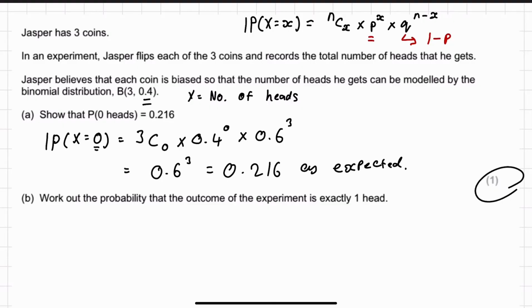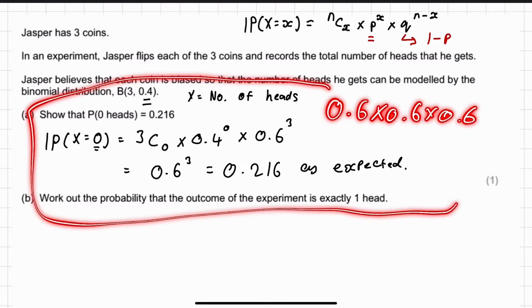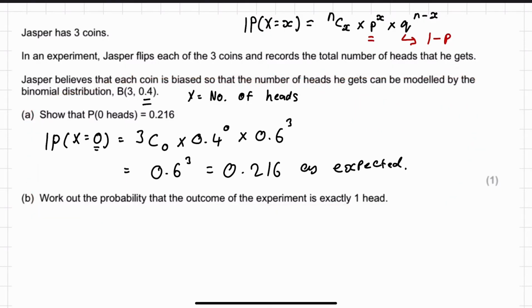So it's really only one mark because you can just realise that all of this is just timesing by 1. So the probability you find 0 heads is just the same as finding tails 3 times. So 0.6 times 0.6 times 0.6. So all of this wasn't really necessary. It's just to show you how it follows a binomial distribution.